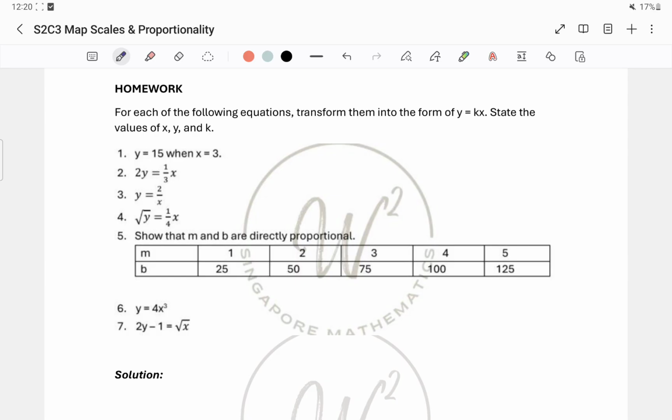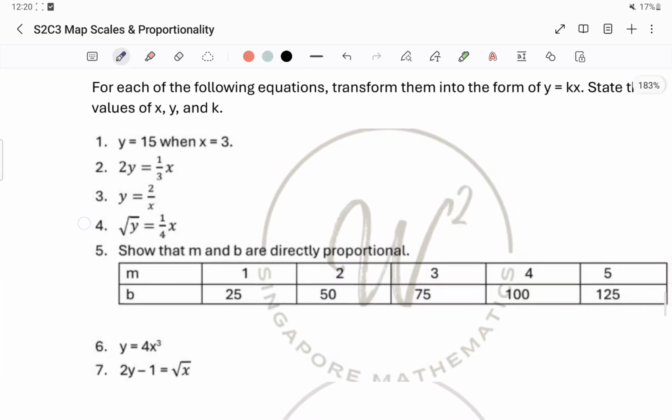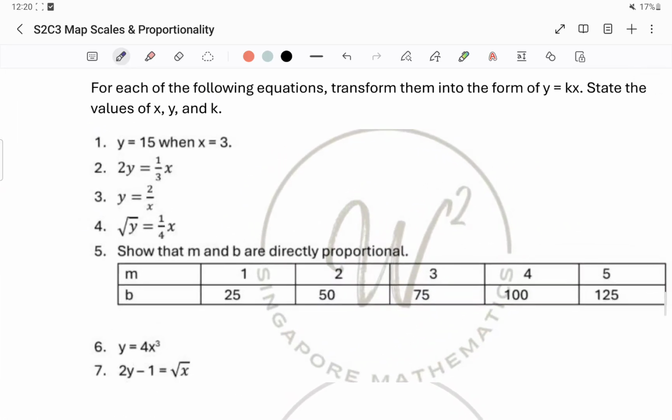into the format that we want. So let's say for example the first one, when y equals 15, x equals 3. So your y equals kx form should be, let's say, 15 equals k times 3, then your k equals 5, right? Therefore, your y equals kx should be y equals 5x.